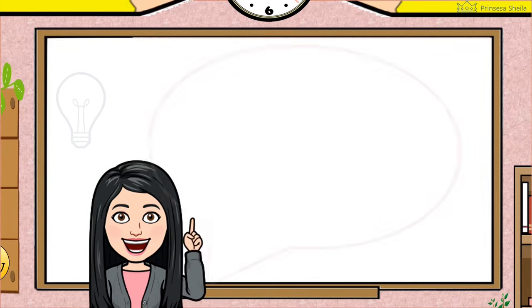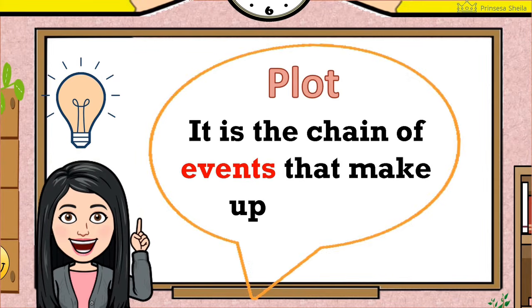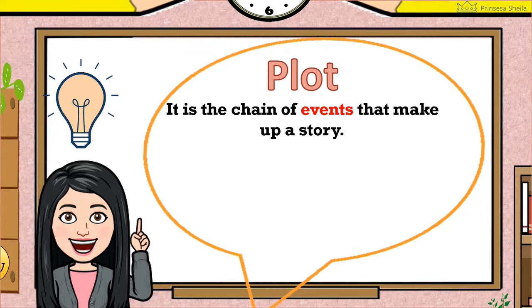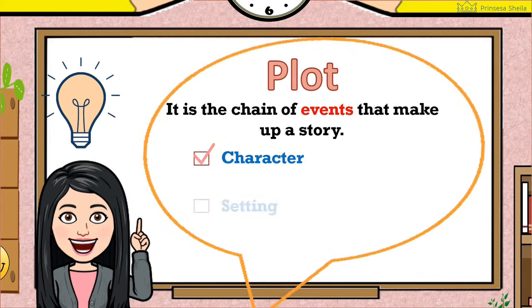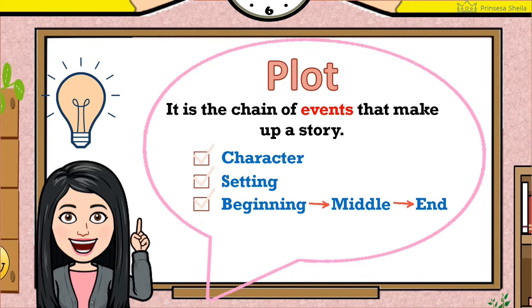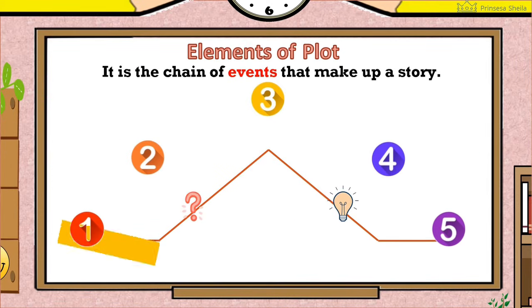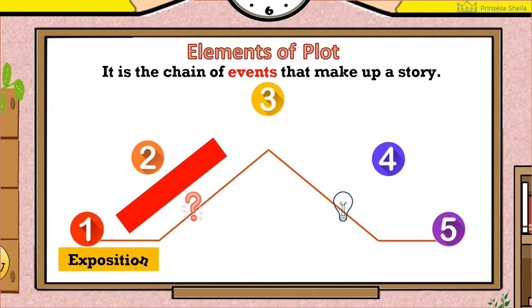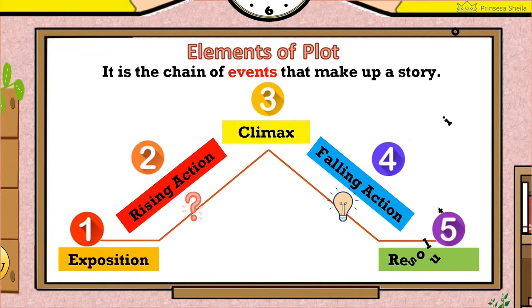Now, let's talk about plot. Plot is the chain of events that make up a story. In that sequence of events, we learn more about the characters, the setting, and how the story develops from beginning to end. Plots are typically made up of 5 main elements, namely, exposition, rising action, climax, falling action, and resolution.